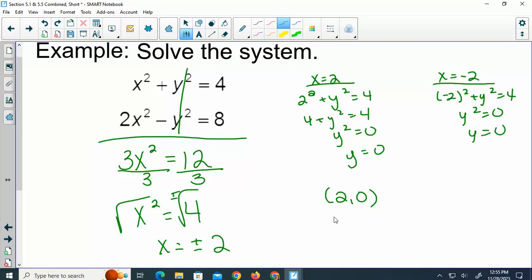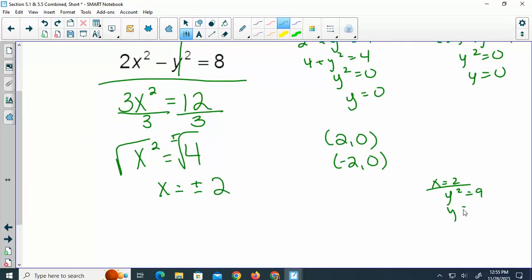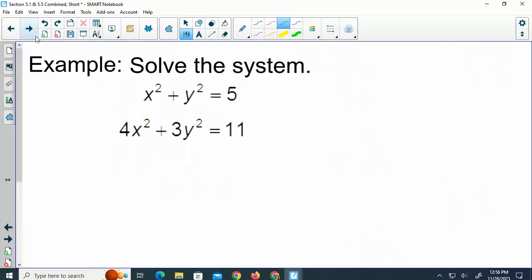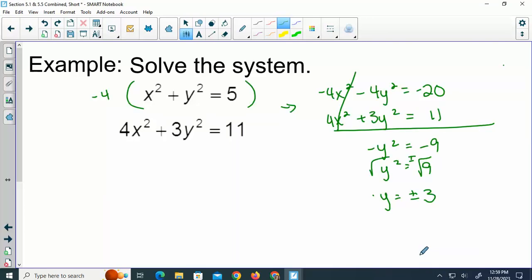Just as a side note, let's say we plugged in 2 and we got like y squared equals 9. When you do the square root, you get y equals plus or minus 3. So that's actually 2 points. 2 positive 3 and 2 negative 3. So that can happen. Okay, to that point.